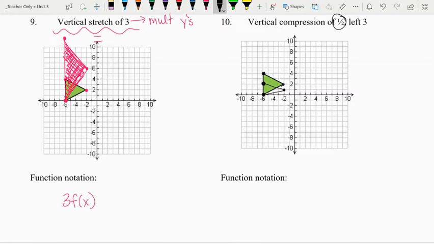Now again, I also need to move this left 3. So I'm going to take what I just drew and move it left 3. So I would have this point, 1, 2, 3. This one at 1, 2, 3. And then this last one, 1, 2, 3.